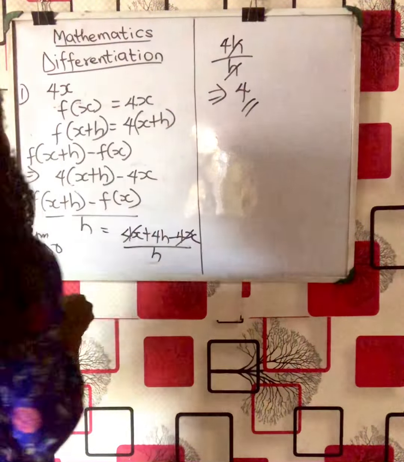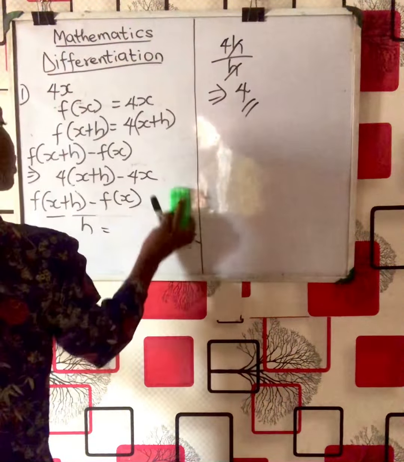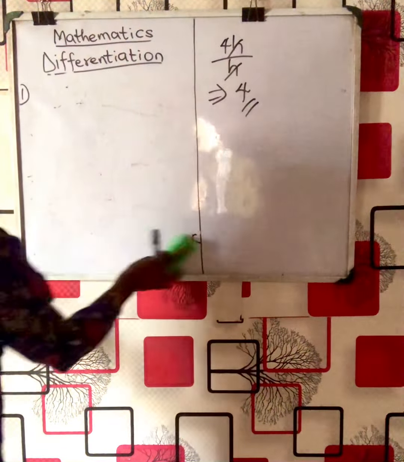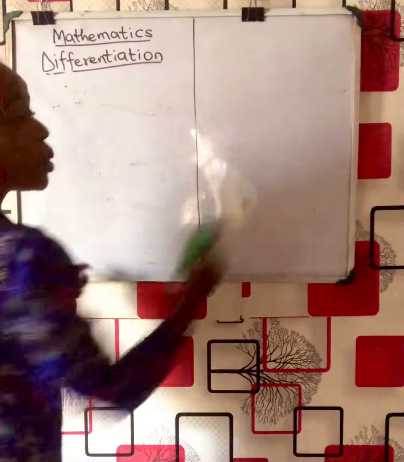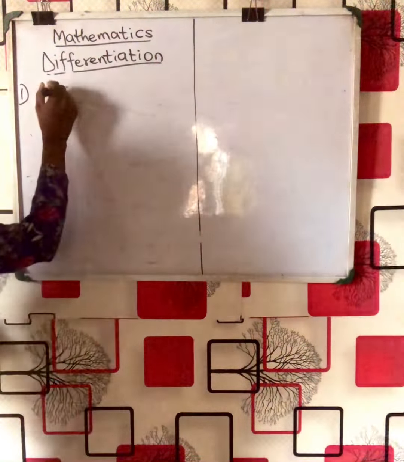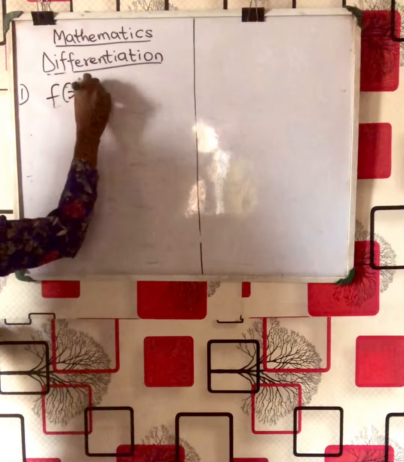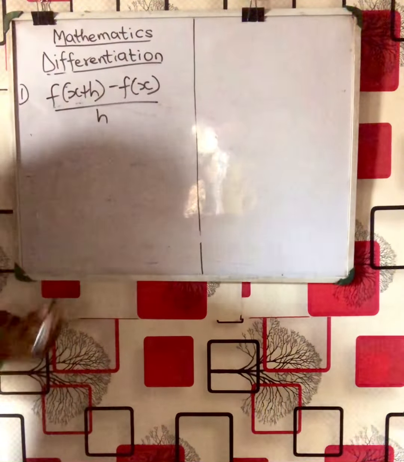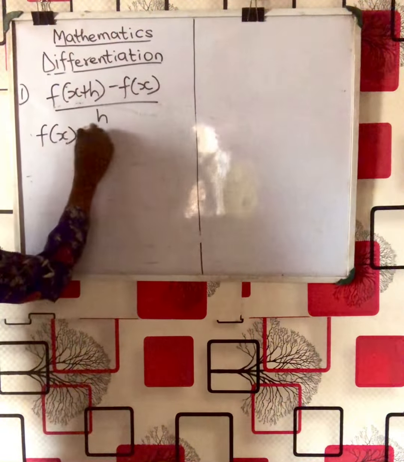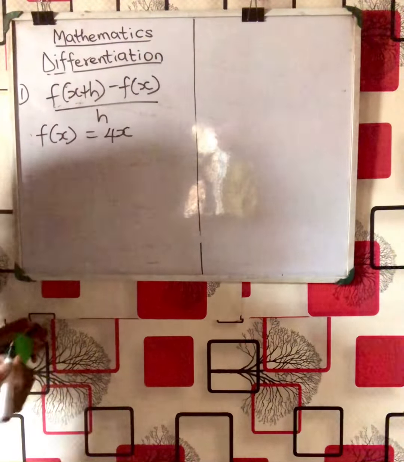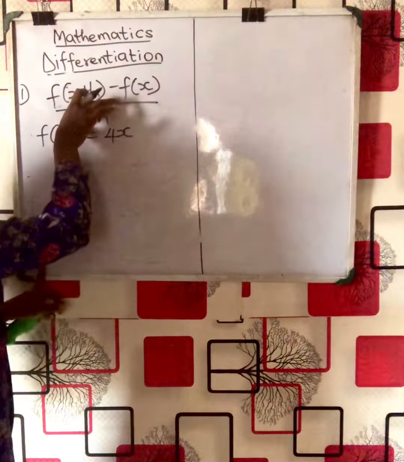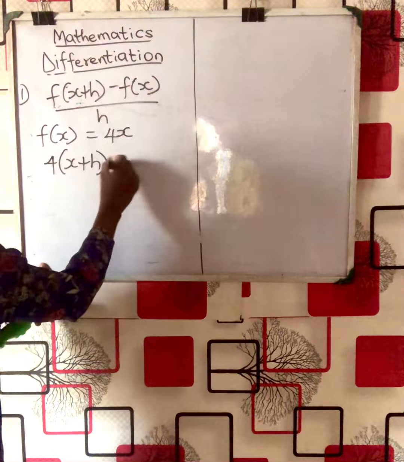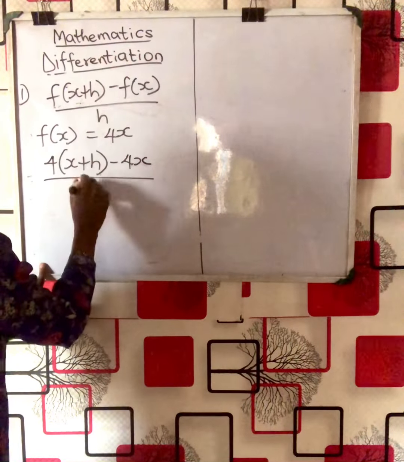Simple, right? Okay, let's use the second method I told you about. In case you don't have strength to go through all this process, it's still the same thing though. When you have f of x plus h minus f of x all over h. So when we have an f of x as 4x, remember, so we will just substitute it here, making it 4 bracket x plus h minus 4x all over h.